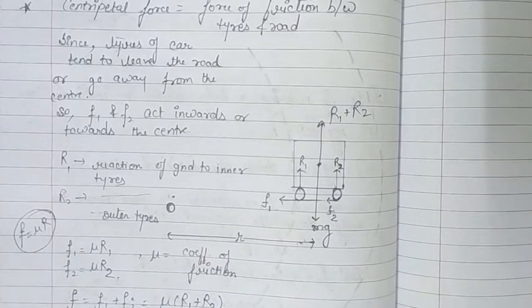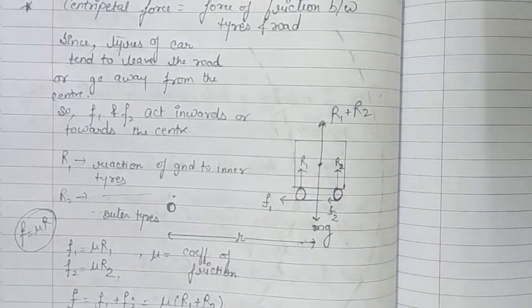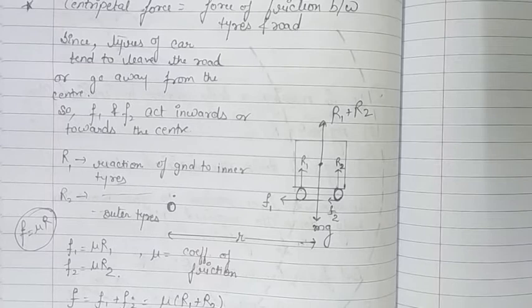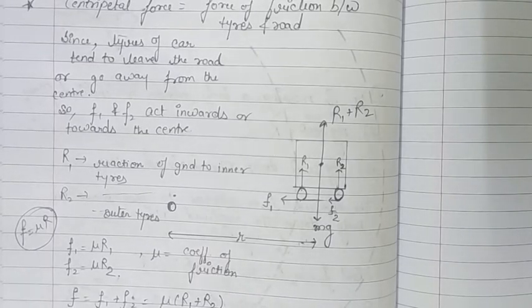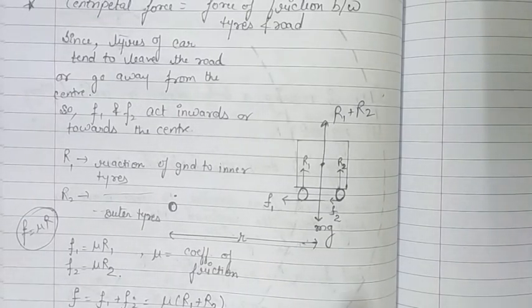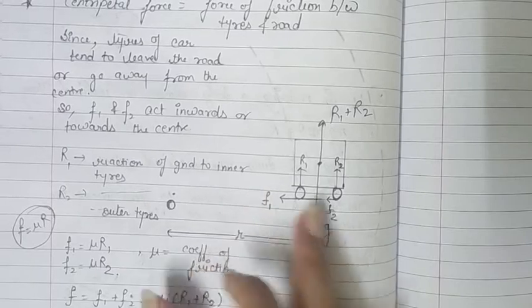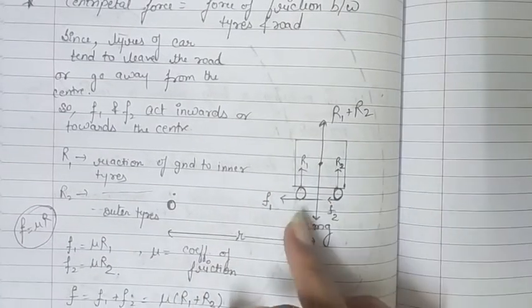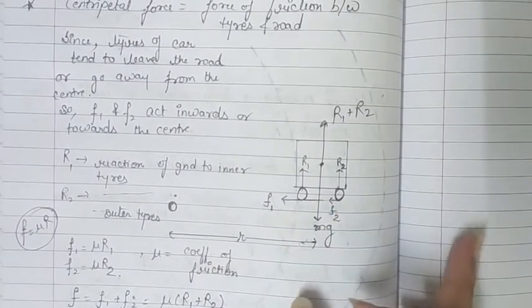Now it is necessary for the motion of the car in this manner that this force of friction should be either equal to the centripetal force or greater than the centripetal force. If this force is less than the centripetal force, then this car will skid or it will move away from the road or away from the center.